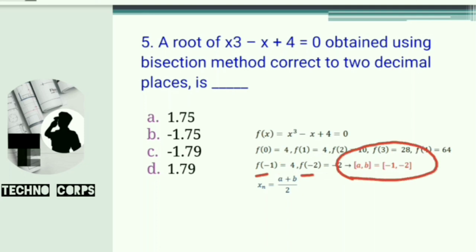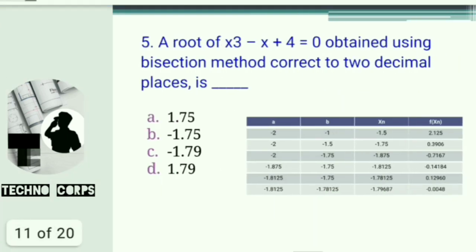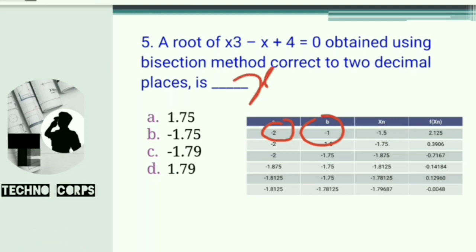So this is the value for a and b, as minus 1 and minus 2. Once we get the starting value, we can go for the further solution. What is my further solution? We have the value of a and b. Now what is xn? Xn is equal to a plus b divided by 2, right? So by putting that value, we can get the value of xn, then f of xn, and similarly we can have all the solution as we know the solution of bisection method.